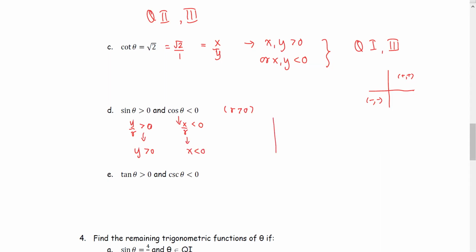And looking at the rectangular coordinate system, x less than 0 is either quadrant 2 or quadrant 3. Y greater than 0 is either quadrant 1 or quadrant 2. So therefore, the second quadrant is the quadrant where this angle theta is located, where x is negative and y is positive.